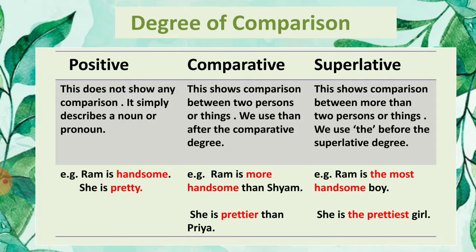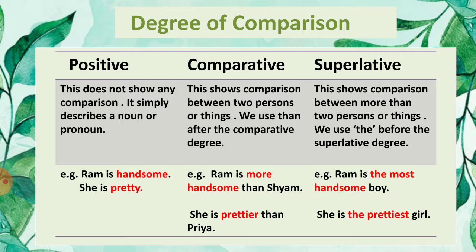Comparative degree. This degree shows comparison between two persons or things. We use than after the comparative degree. So, when we need to compare two persons or things, we use comparative degree. For example, Ram is more handsome than Sham. She is prettier than Priya.